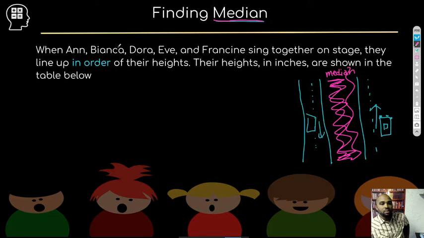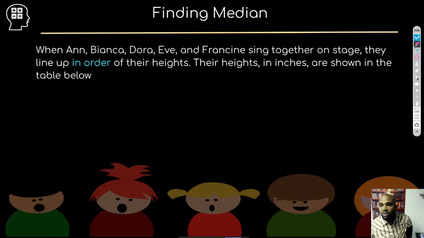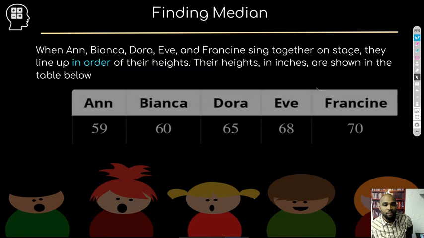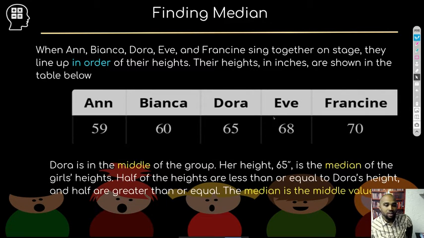So when Anne, Bianca, Dora, Eve, and Francine sing together on stage, they line up in order of their heights. Their heights in inches are shown in the table below. So let's look at this table. So here are their heights. And we want to know what the median is. So Dora's in the middle of the group. Her height is 60. I'm sorry, did I say mean? Median. So who's the median?